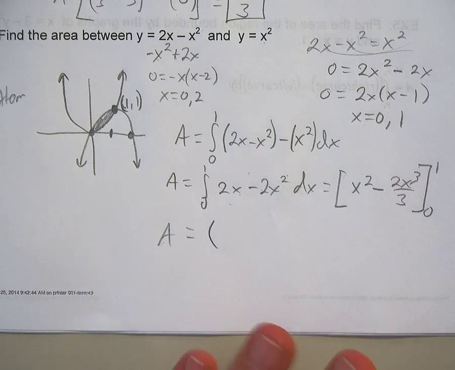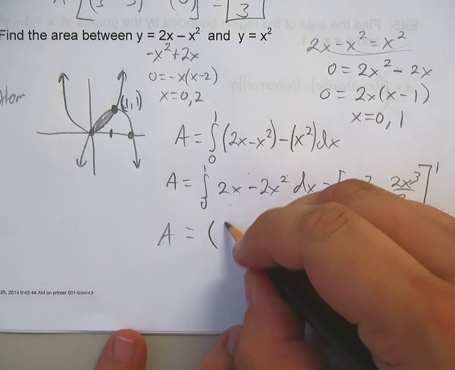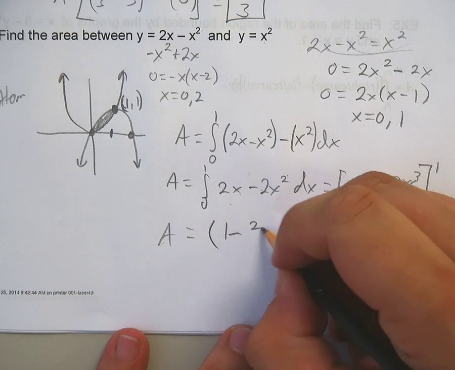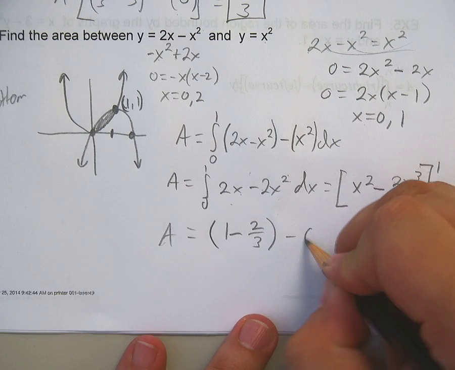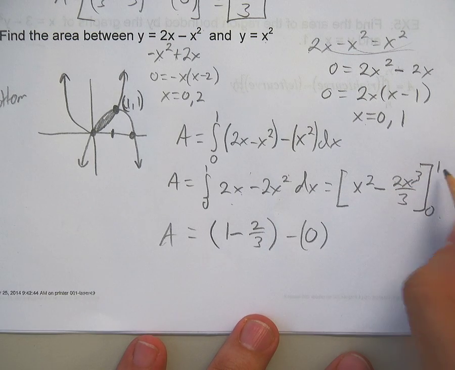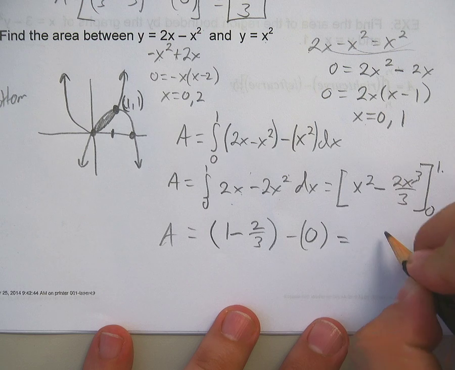And again, the 0 is just pretty much going to go away here. So I've got 1 minus 2/3. Fantastic. And then minus 0, f of b minus f of a, which is 1/3.